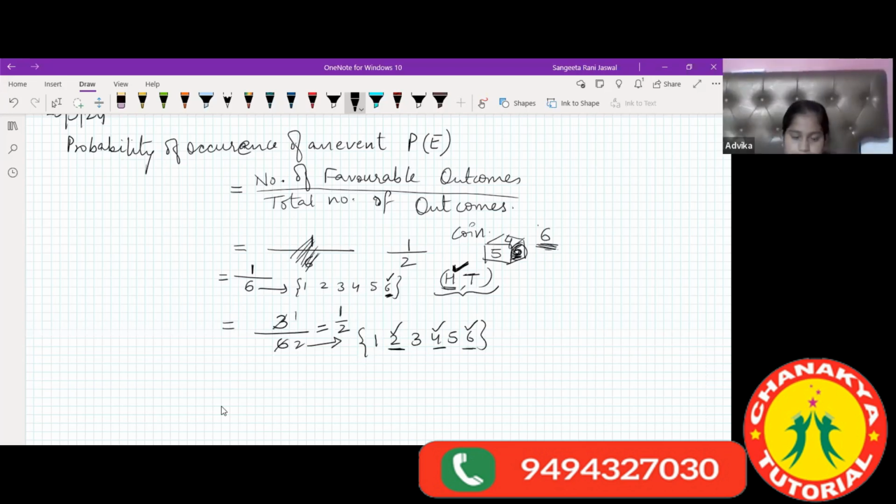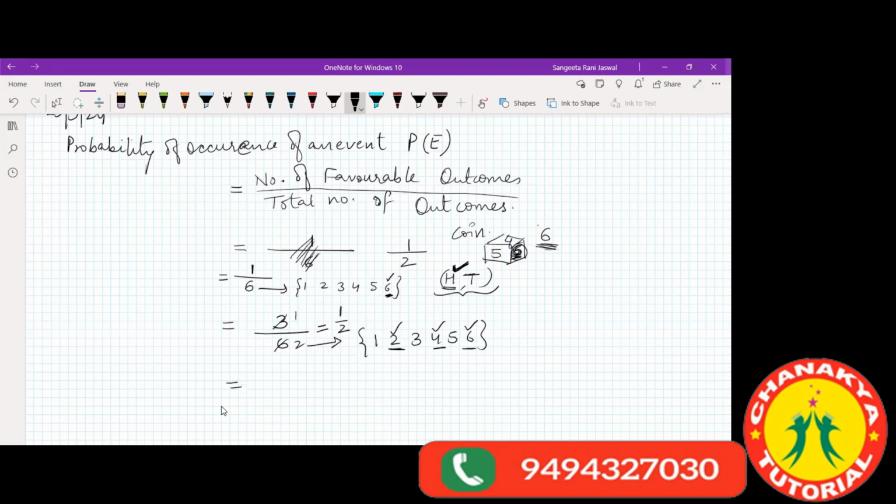Now suppose in rolling a dice, I'm taking the example of dice because there are so many numbers here and I can take different sets. Now if I say that my number should be greater than 3, my all possible outcomes in a dice will be 6, from 1, 2, 3, 4, 5, 6. These are all the possible outcomes. So I've written 6 here, total outcomes.